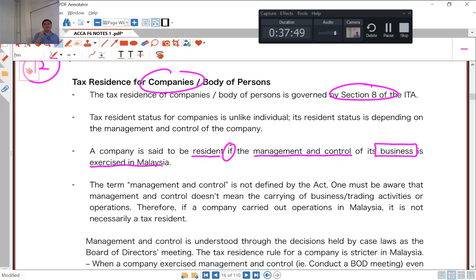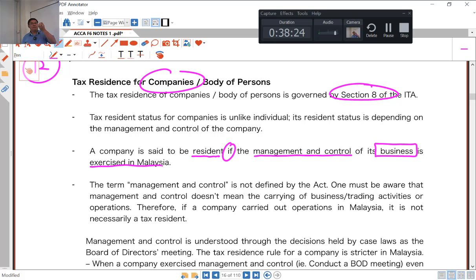Now, when we say management control of the business is exercised in Malaysia, then the company must have what? Must have business, no? If you say management control of the business, then you must have business, right? If not, how are you going to have business? So, can a company have no business? Possible or not? Cannot. Must have business. Can I set up a company that has no business? Can. The company can be no business at all.